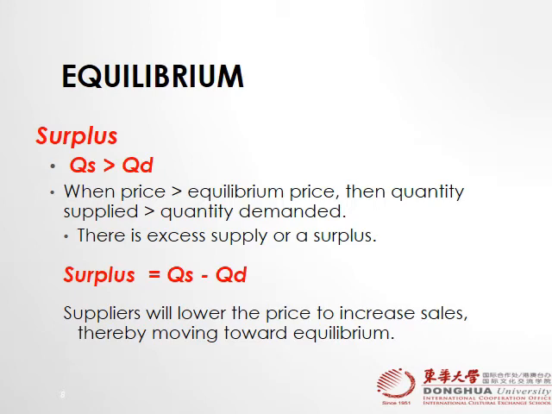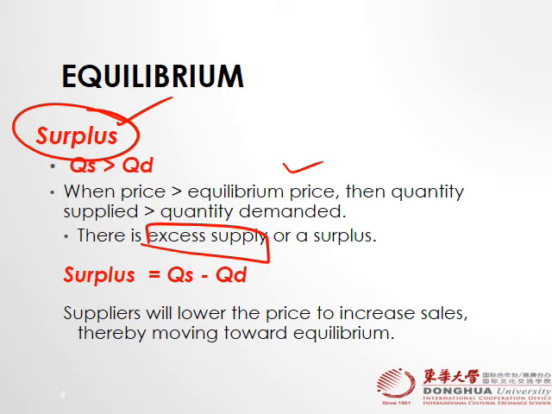The other concept we are going to learn is surplus. Surplus occurs when quantity supplied is greater than quantity demanded. It is when the price is greater than equilibrium, then quantity supplied is greater than quantity demanded. The other name of surplus is excess supply. The formula can be written as quantity supplied minus quantity demanded. So when surplus happens, what is the managerial implication? The suppliers will lower the price to increase sales, thereby moving towards equilibrium. Let's discuss that.